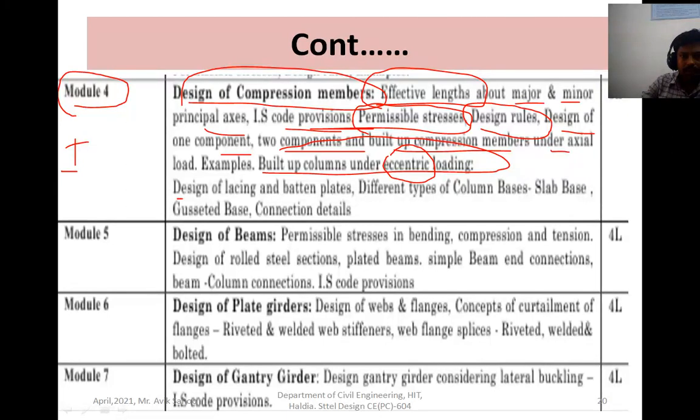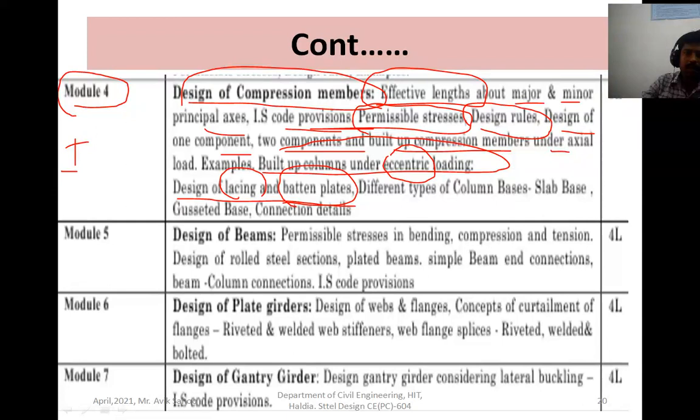Now another type is the lacing and batten plates. The lacing systems and batten plates are used to increase the compressive strength and to make built up columns. When more than one member is combined, when two members are combined, at that time a lacing system or batten plates are adopted to get the combined effect.